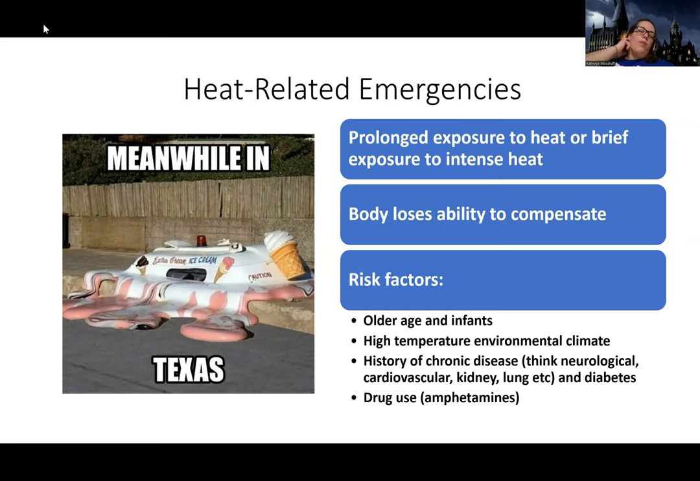And when we talk about heat-related emergencies, there's three types of injuries or emergencies: heat cramps, heat exhaustion, and heat stroke. And pretty much either you have prolonged exposure to heat or very short bursts of intense heat that leads your body to not be able to compensate anymore. And really think, if you're getting hot, you're getting dehydrated, things like that, it can lead to some issues.